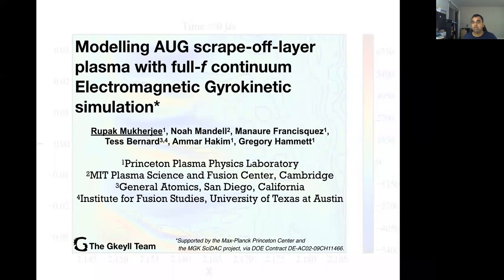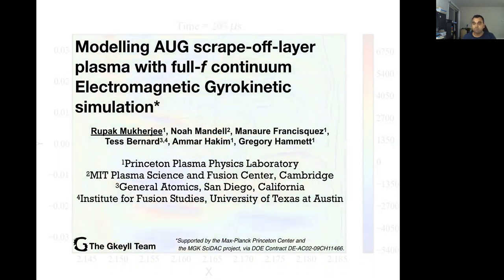I am a postdoc at Princeton Plasma Physics Laboratory. I primarily work in the Gkeyll group with a focus on gyrokinetic simulation for tokamaks. This work has been performed with Noah Mandell, Manaure Francisquez, Tess Bernard, Amar Hakim, Greg Hammett, and the Gkeyll team.